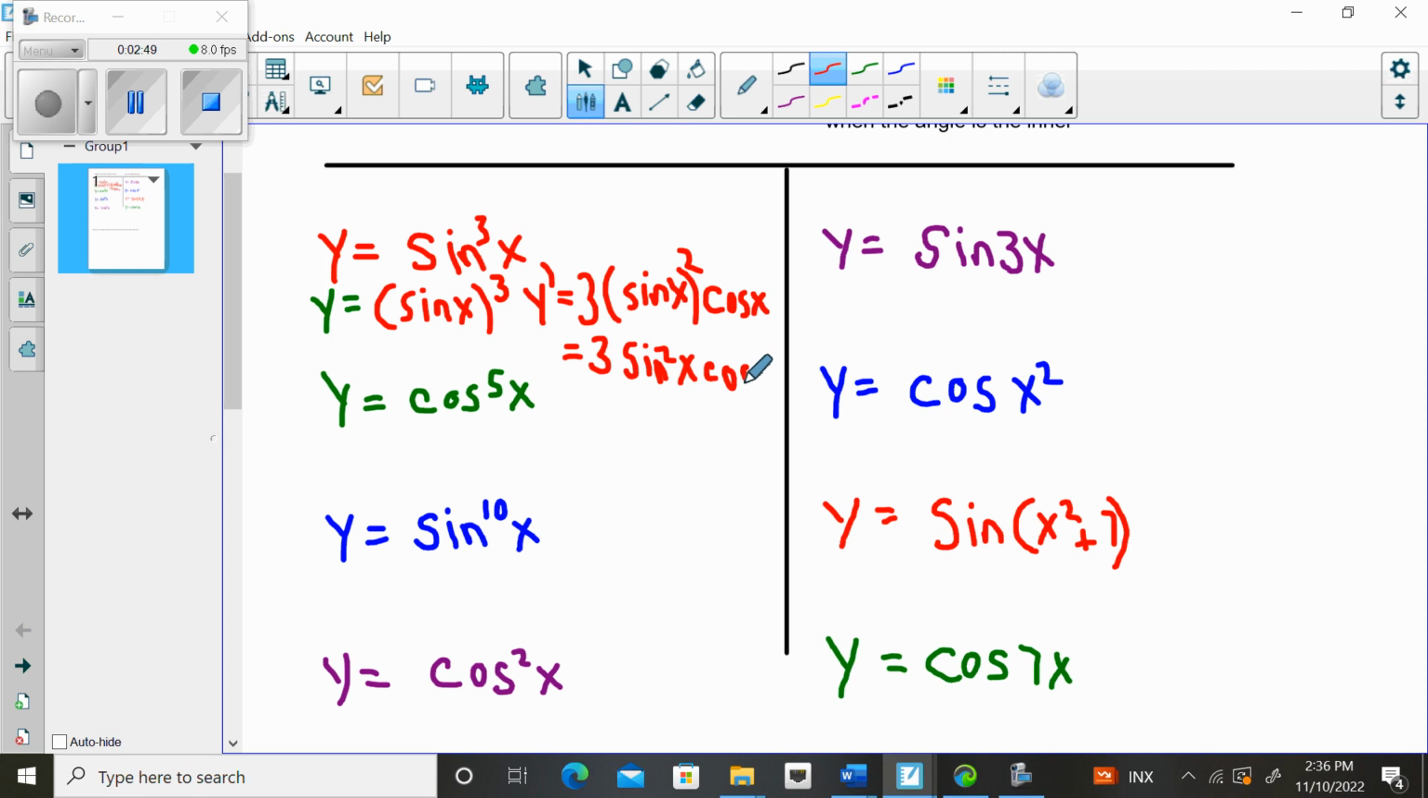I give full credit to the answer above, but as you mature as a mathematician, you would give this answer. That is how we typically write when we want to square or cube or whatever power for a trig function.